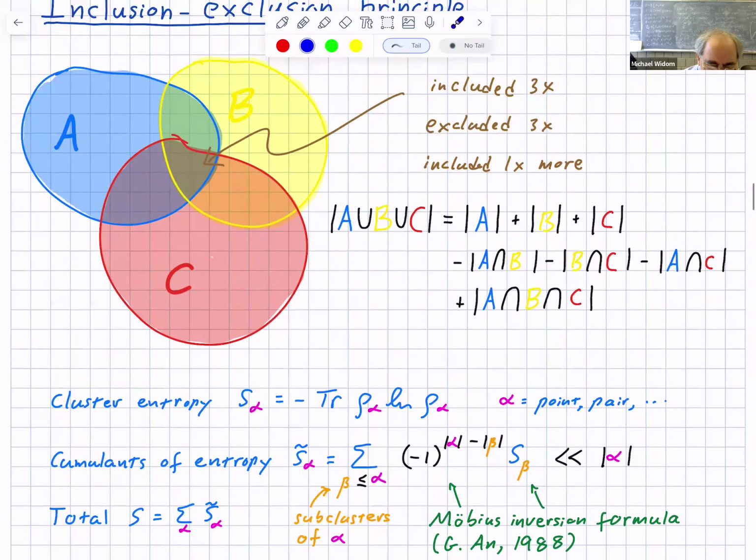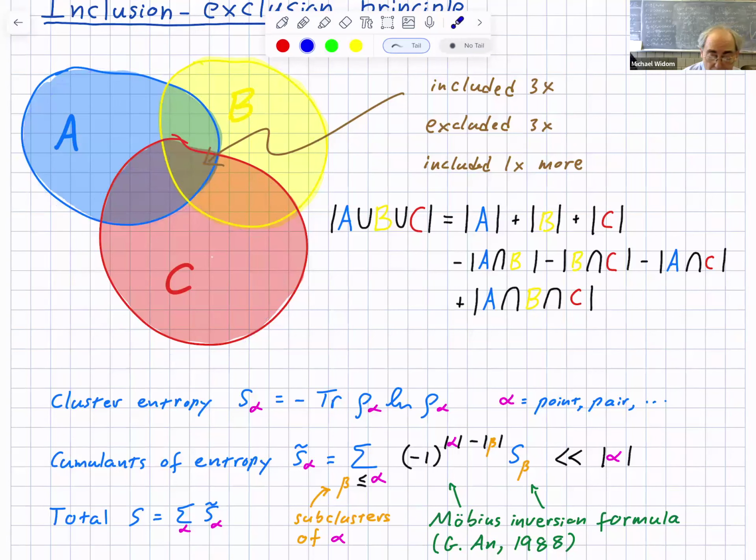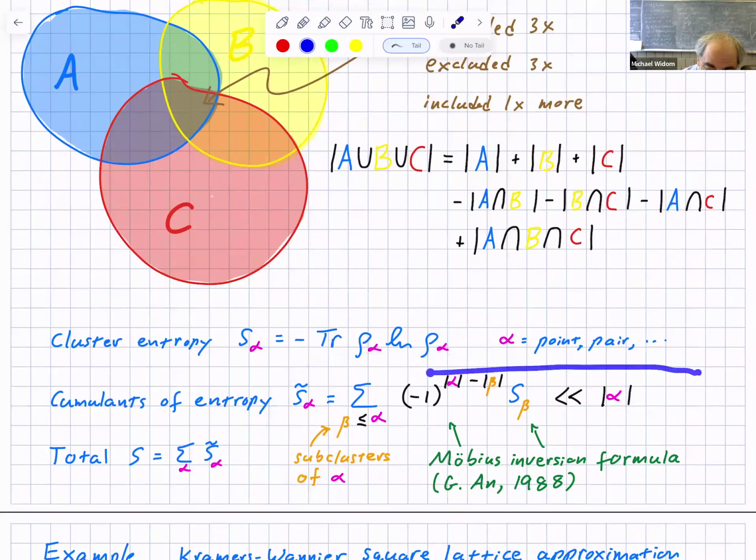But let's think about a triangle. The triangle contains pairs and it contains points. And we somehow had better remove the part of the triangle that we would like to attribute to points and pairs, because I want the point to be my dominant contribution, the pair to be a small correction, and the triangles to be an even smaller correction. So to make that happen, we need to carry out this cumulant expansion.